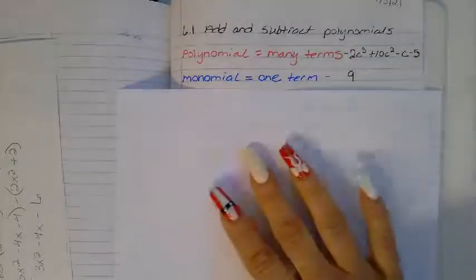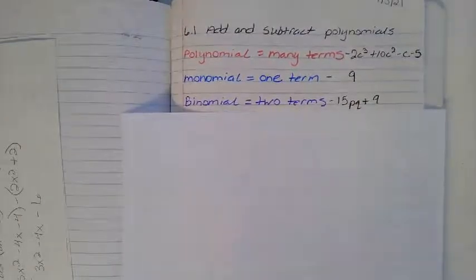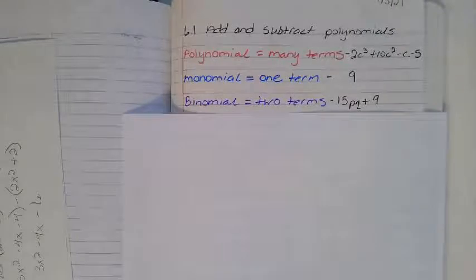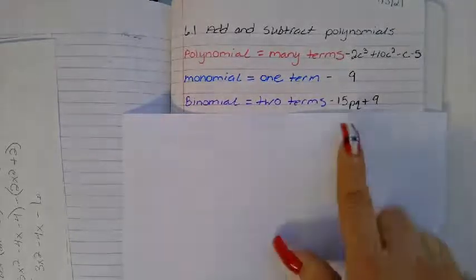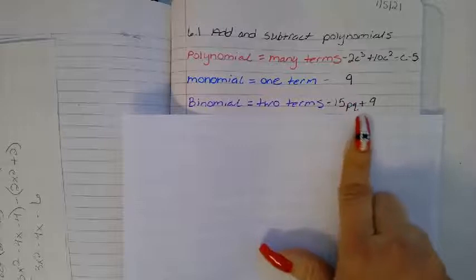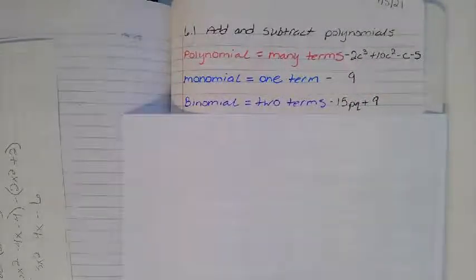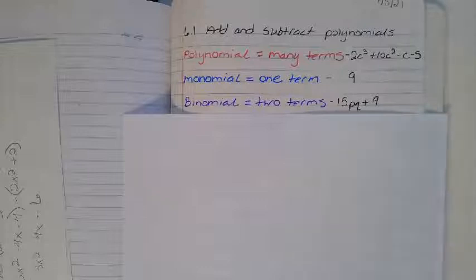Sorry guys, there it goes. Okay. So let's see, binomial. Bi, remember, 2, right? So 2 terms. Binomial means 2 terms, and this is an example of 2 terms. Your 15p squared is one term, and then your 9 is another term. So bi is 2 like a bike.